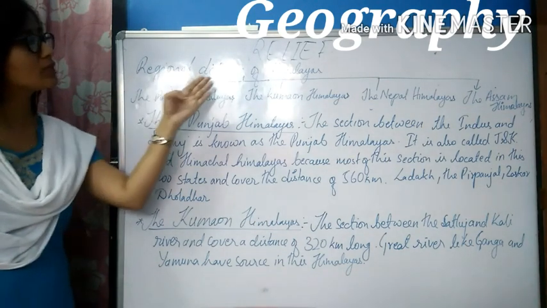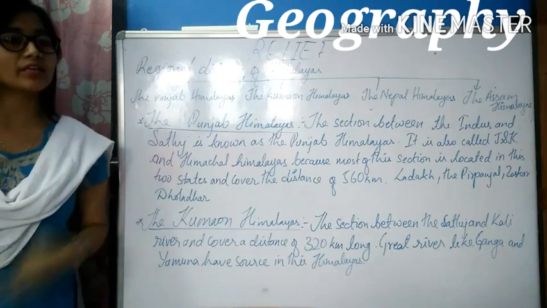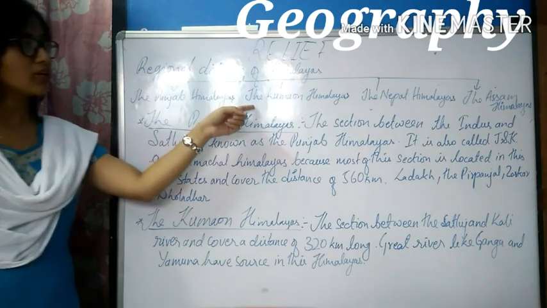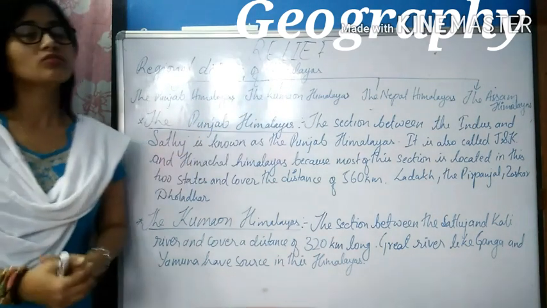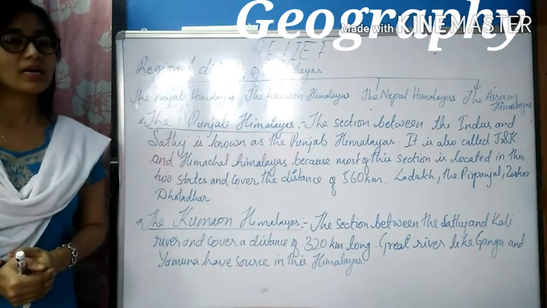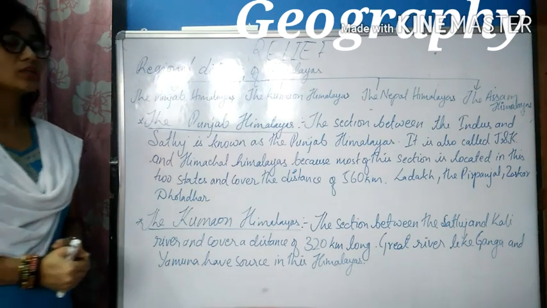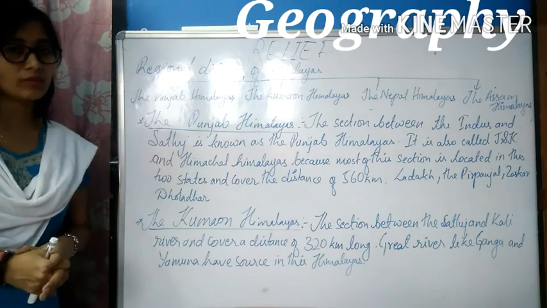The Himalayan mountain complex is divided into 4 divisions or 4 sections, or we can also say the regional division of Himalayas. The first is Punjab Himalayas. Second, we have the Kumaon Himalayas. Third, we have the Nepal Himalayas. And fourth, we have the Assam Himalayas. So let us go through the 4 regional divisions of the Himalayas.